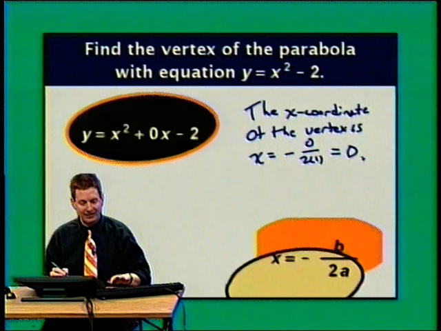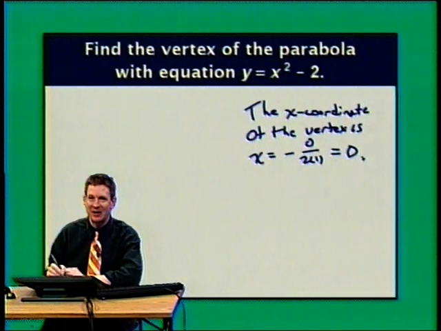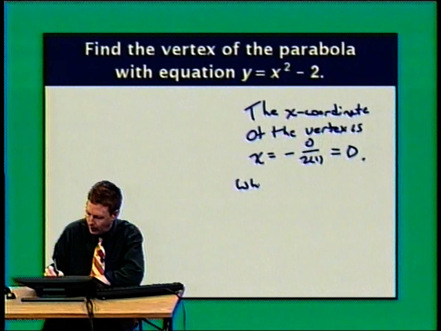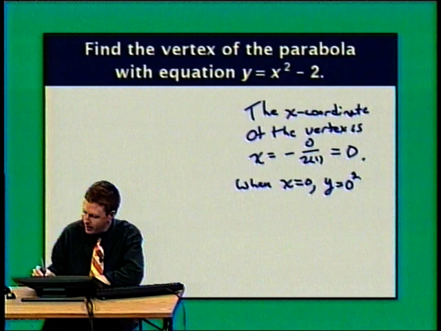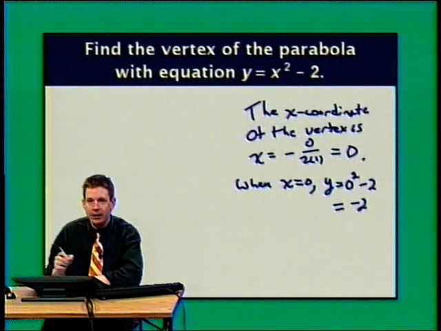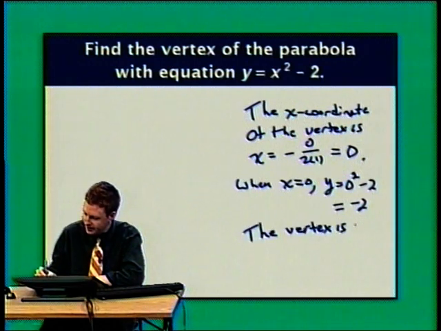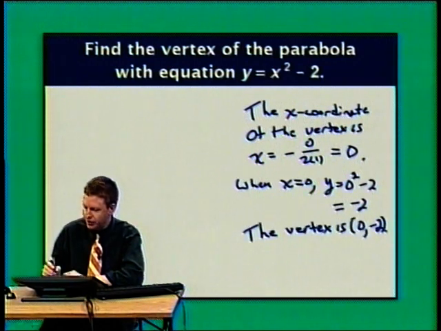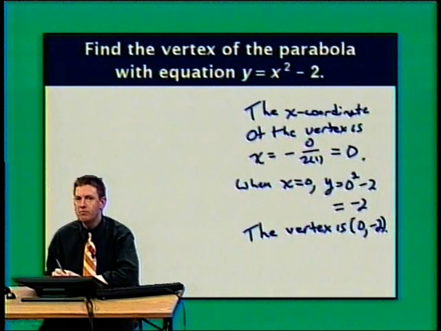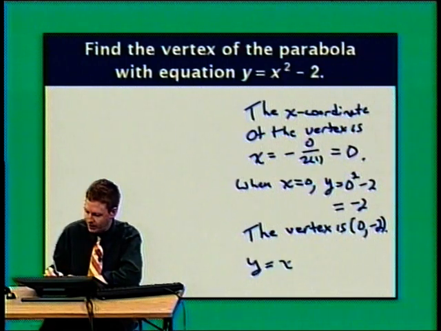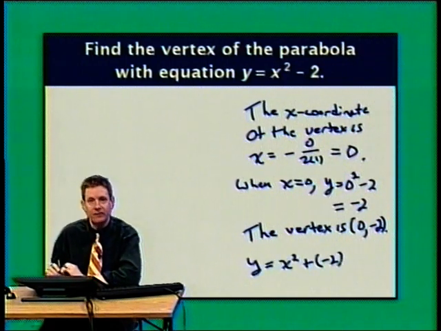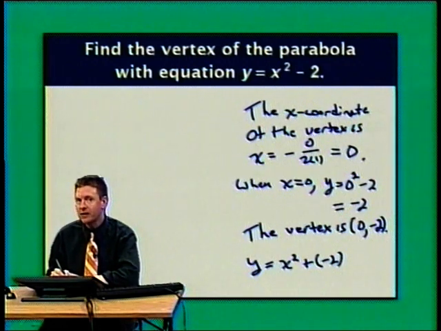But again, the vertex is a point in the coordinate plane, so I need a y-coordinate as well. When x equals 0, y equals 0 squared minus 2, which is negative 2. So this gives us that the vertex is the point (0, negative 2). Well, I don't see negative 2 per se in my equation, but I could rewrite my equation as y equals x squared plus negative 2. So once again, the y-coordinate of the vertex turned out to be the number that's being added to x squared.